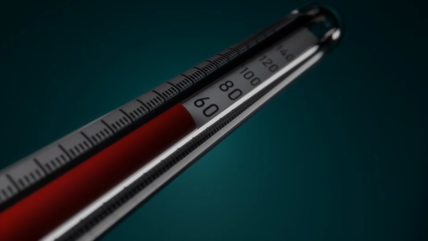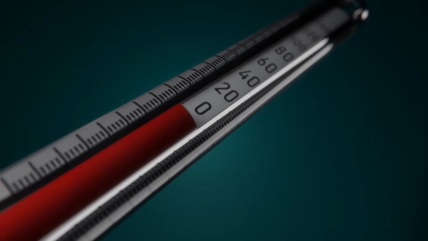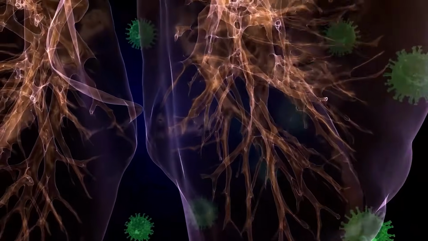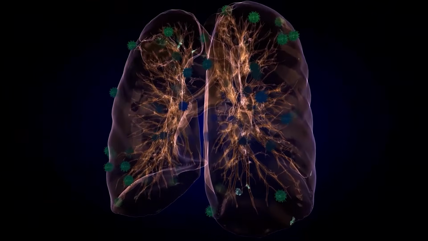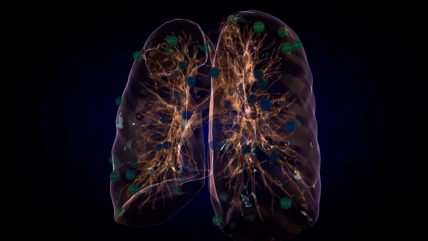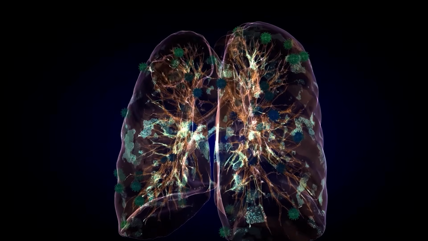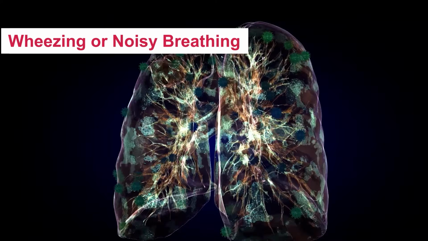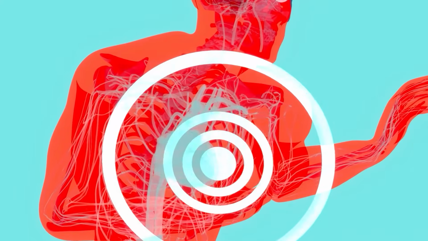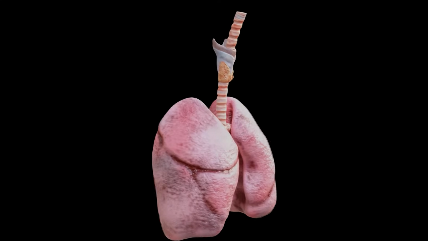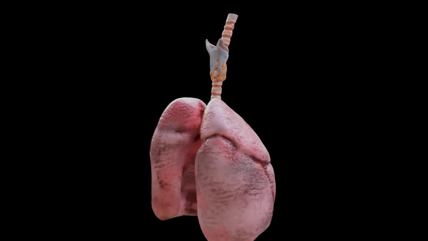Most people develop a fever, which may come with chills, sweating, and shaking. Because the lungs are not oxygenating the body effectively, many patients feel short of breath, particularly when walking, climbing stairs, or lying flat. They may breathe rapidly or shallowly, and some people experience wheezing or noisy breathing. Another hallmark symptom is chest pain, especially sharp pain that becomes worse when coughing, sneezing, or taking deep breaths. This occurs because the lining around the lungs, the pleura, becomes irritated and inflamed.